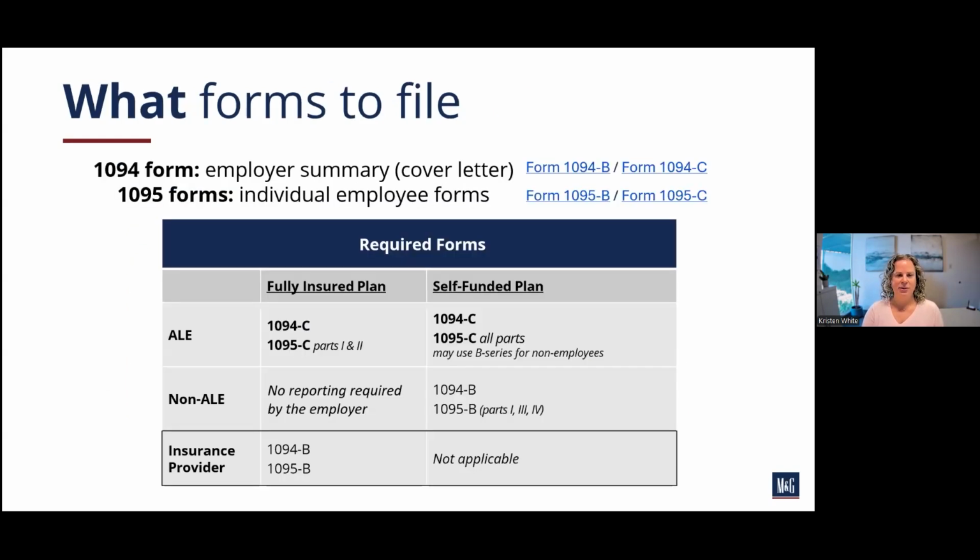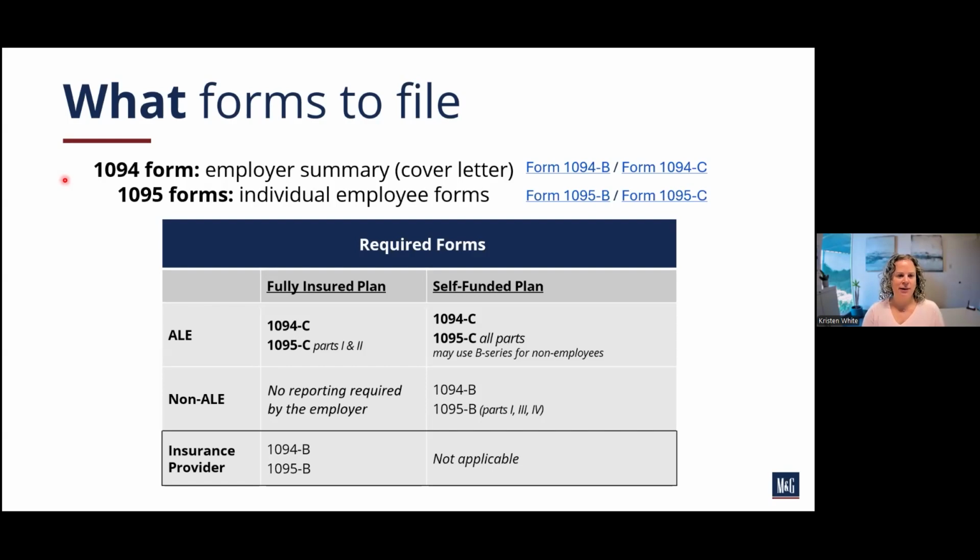Now we get to the what. So what forms do we file? There are two different types of forms: the 1094 and the 1095. I know there are a lot of letters and numbers being thrown at you. You do not have to memorize these, but I'm going to throw them out throughout the webinar.